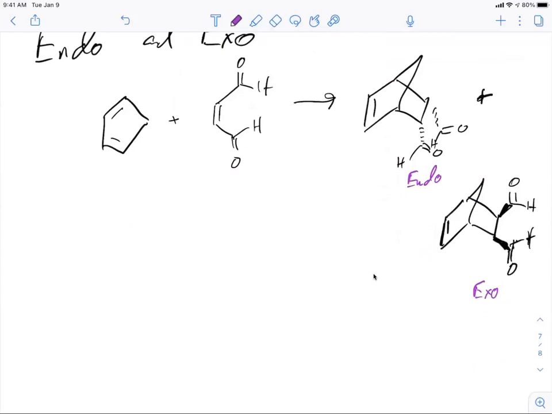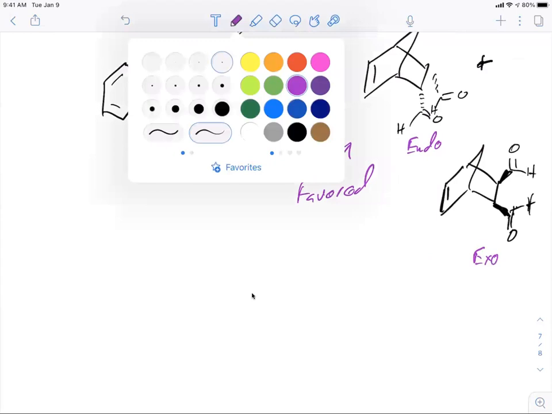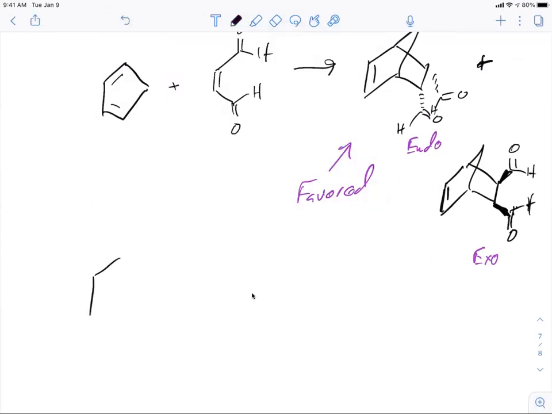The endo is going to be favored. The reason for this is the transition state. Okay, so whenever we're bringing these two things together, we already kind of talked about the fact that we could have this underneath here like that. So we could bring these together. This will result in an endo, or we could have brought it together like this.